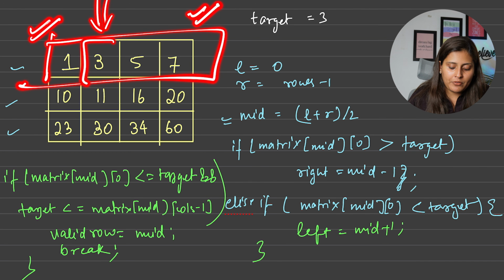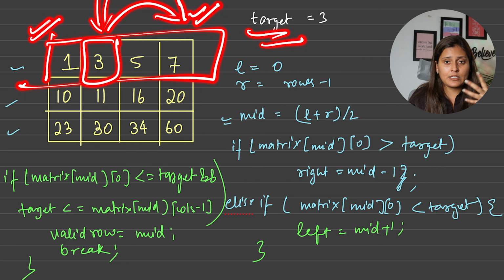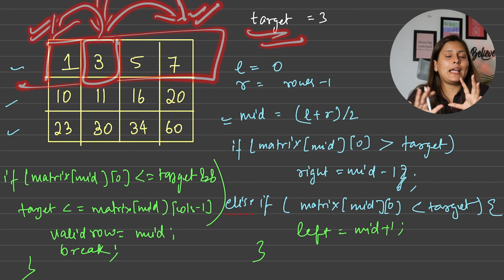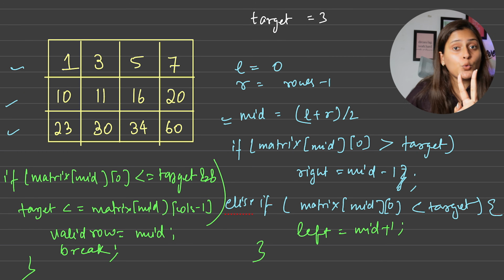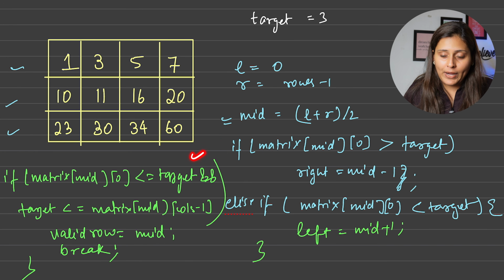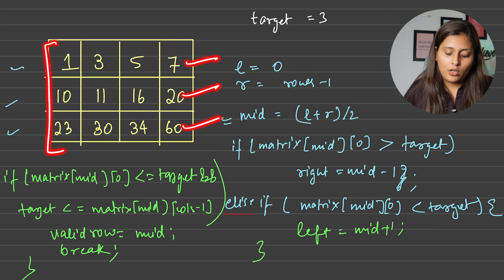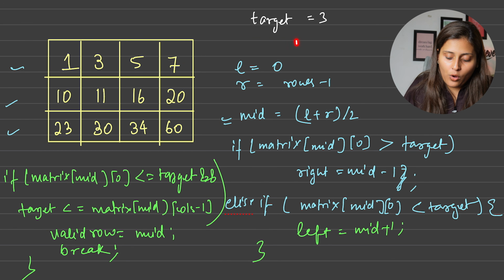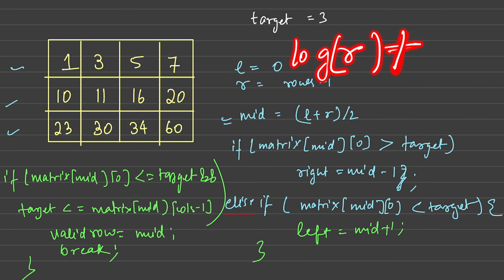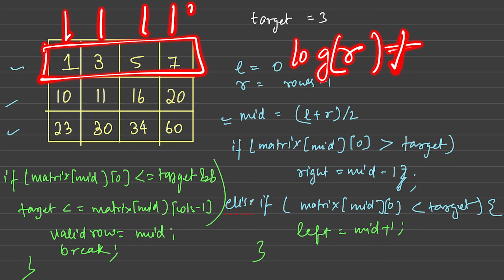If it is equal, we will return true. If it is lesser, we will move towards the right side. If it is greater, we will move towards the left side, and so on, like basic binary search. So hence we have applied the binary search two times. One time we applied to find the valid row, which is the number of rows, so log of r. After this we have applied the binary search on that row for the number of columns, correct? So hence log of c.